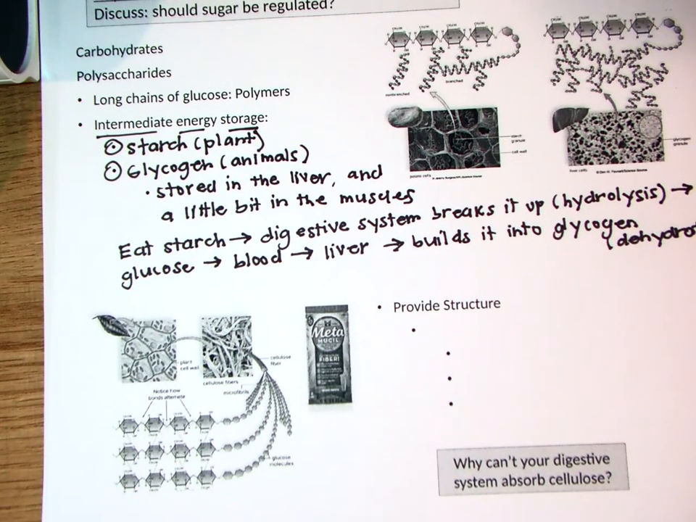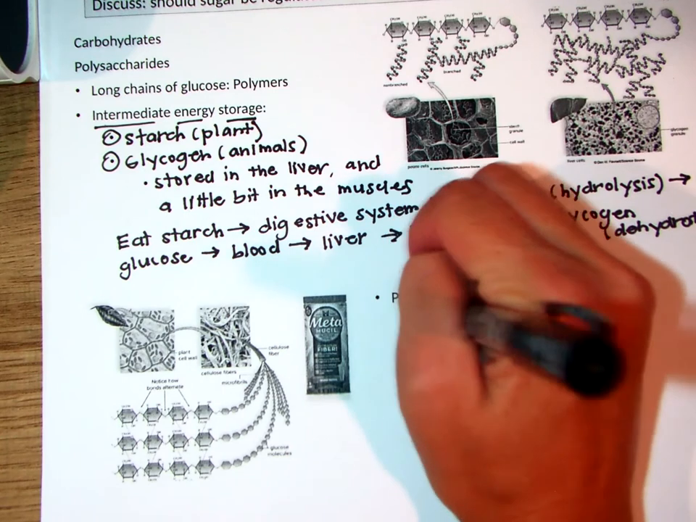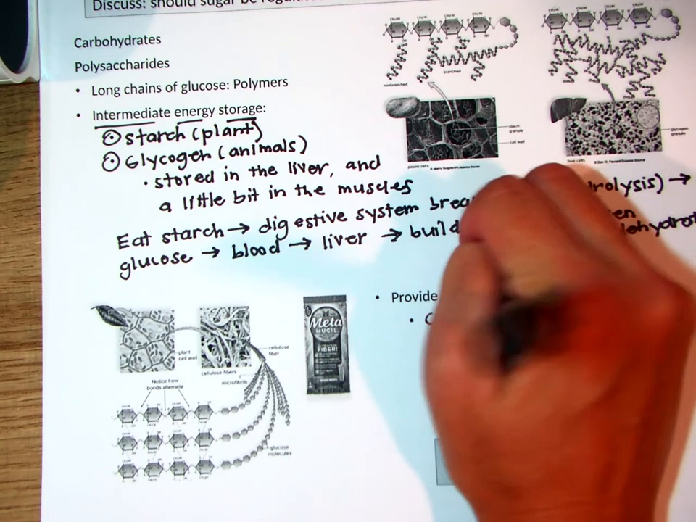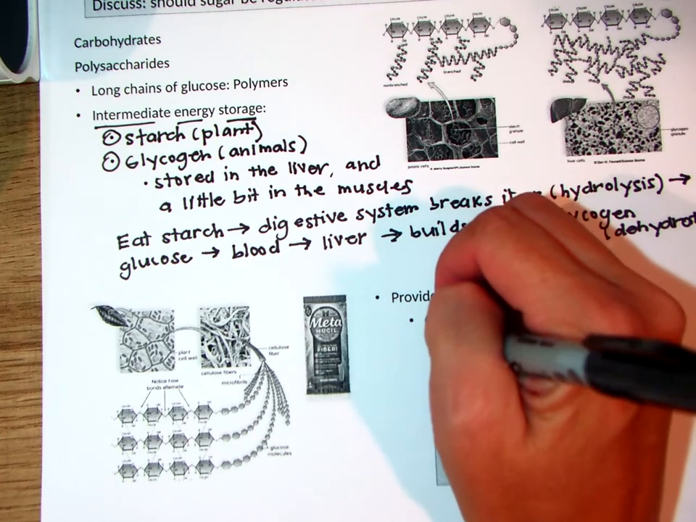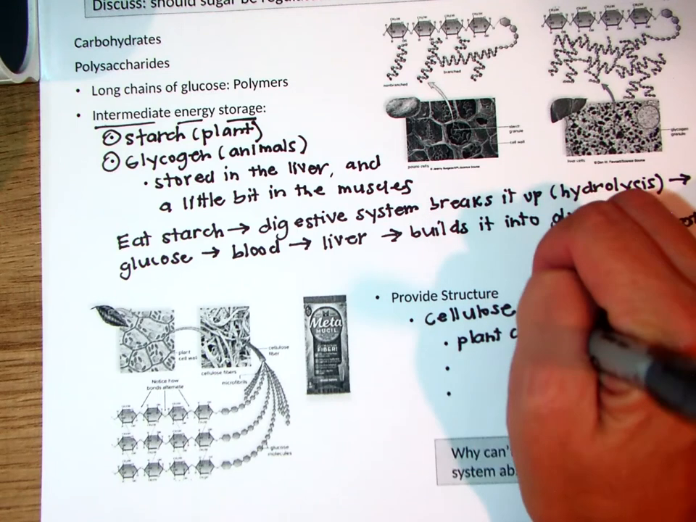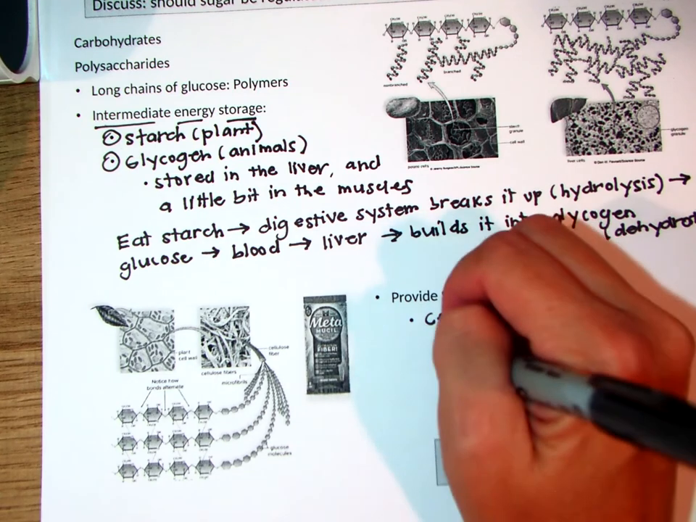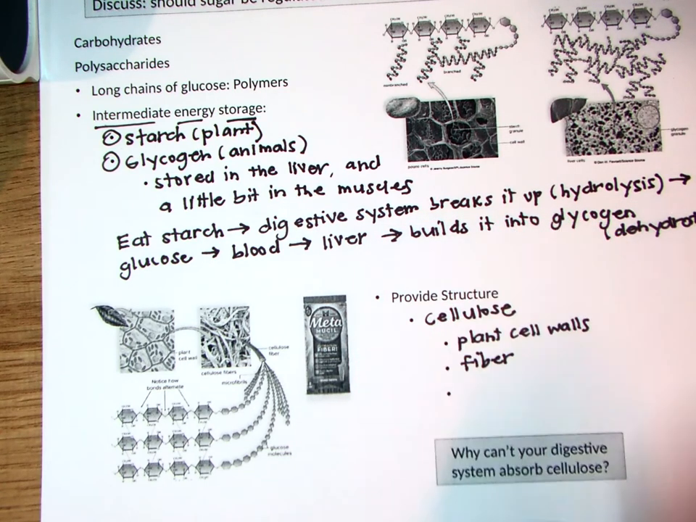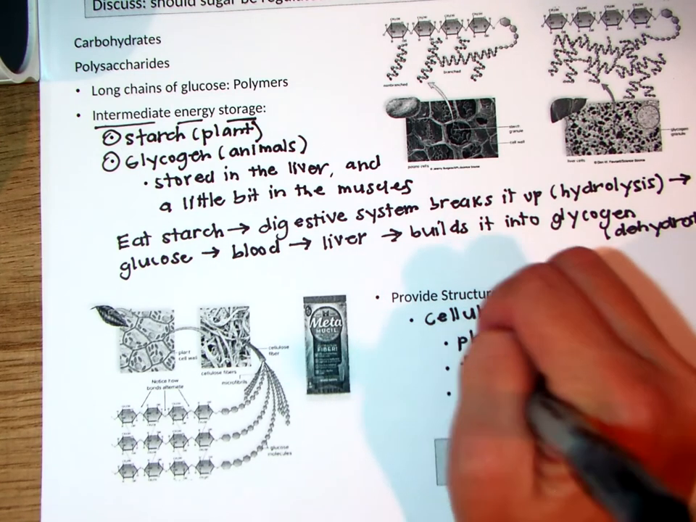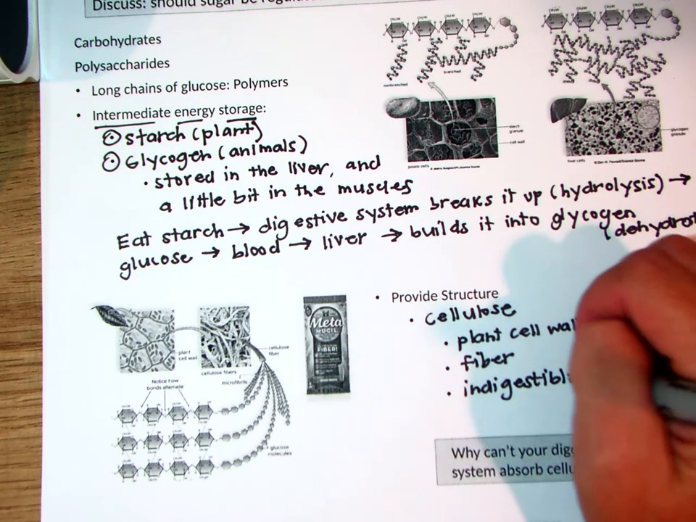And another part of the job of carbohydrates is to provide structure. So in plants, you find something called cellulose. And this makes up plant cell walls, which gives the plant cells support. And sometimes we call this fiber when you're referring to it in your diet. And it's indigestible to most animals.